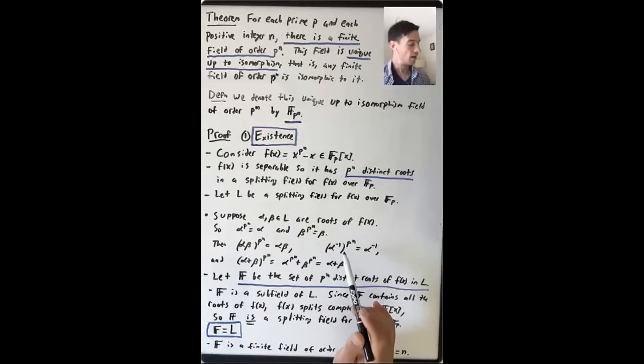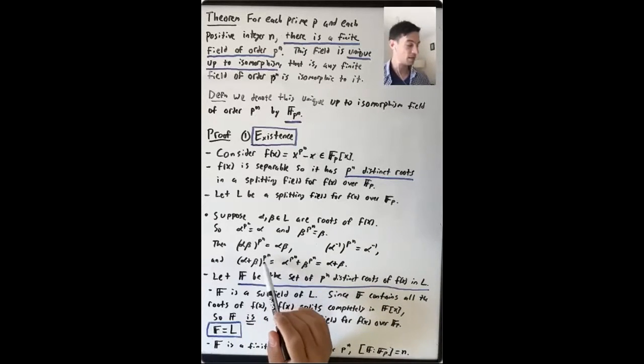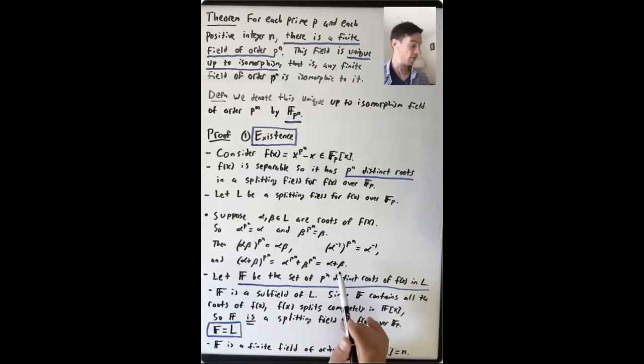Well, you have (alpha inverse) to the p to the n. That is (alpha to the p to the n) inverse, which is alpha inverse. You can also show that if you take (alpha plus beta) to the p to the n, well, what is that? We know that in a ring of characteristic p, (alpha plus beta) to the p is alpha to the p plus beta to the p. And it's a straightforward exercise now to see that if you take (alpha plus beta) to the p to the n, what you get is alpha to the p to the n plus beta to the p to the n, which is alpha plus beta.